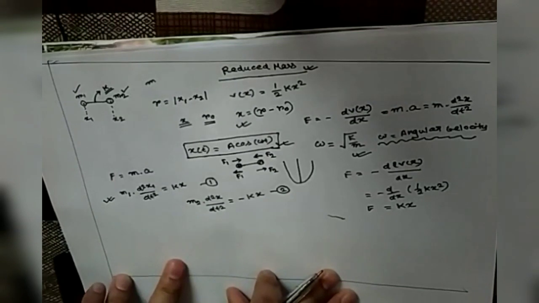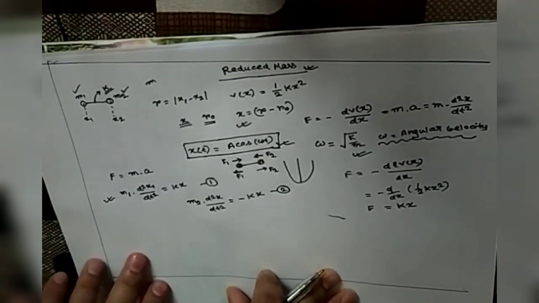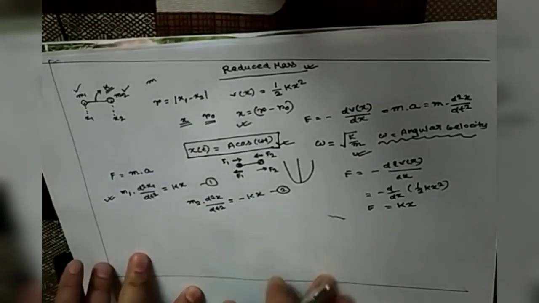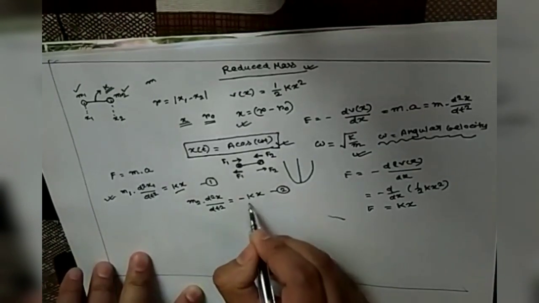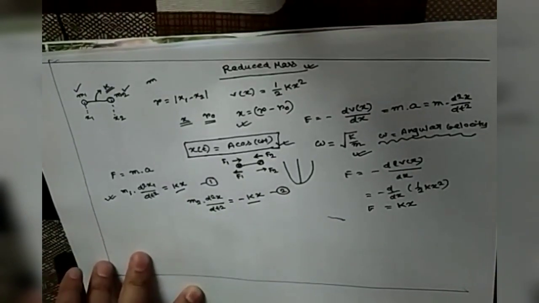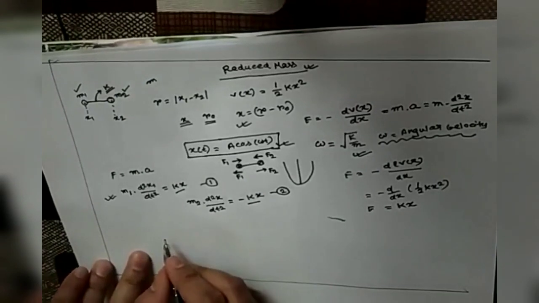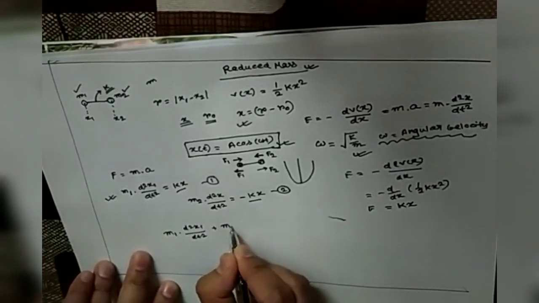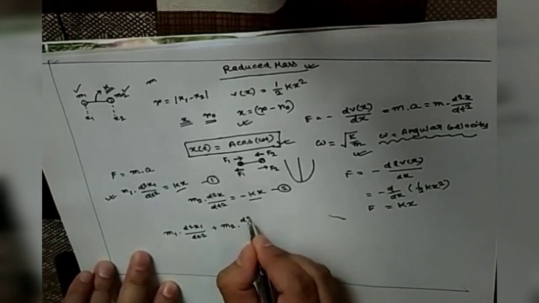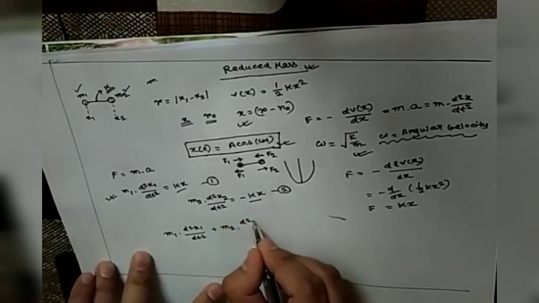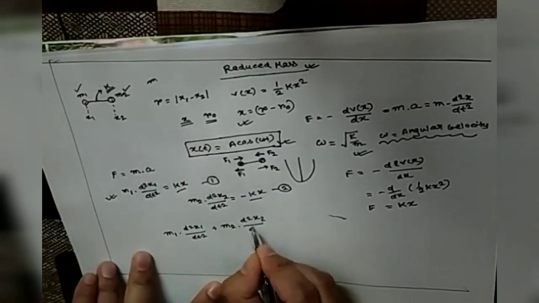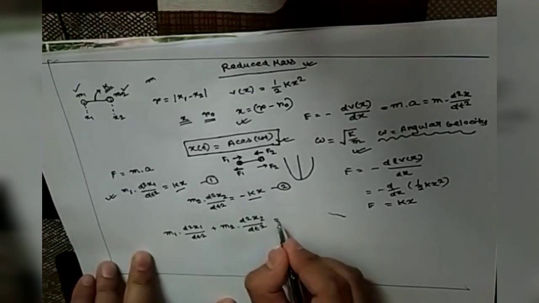Okay, now if we just add these two equations, plus kx and minus kx will cancel out each other. So the final equation will be m1 d2x1/dt2 plus m2 d2x2/dt2 will be equal to 0.